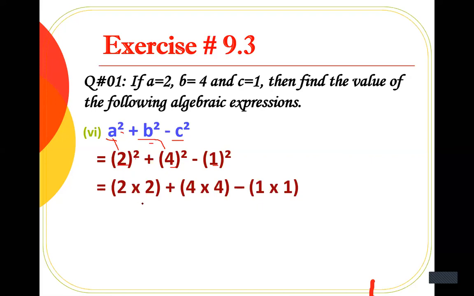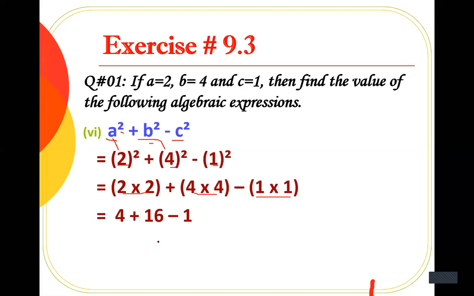Simply you will write 2 multiplied by 2, 4 multiplied by 4, and 1 multiplied by 1. So simply you will multiply these numbers first: 2 multiplied by 2, 4 multiplied by 4 and 1 multiplied by 1. So 2 multiplied by 2 will become 4, and 4 multiplied by 4 will become 16, and 1 multiplied by 1 will become 1.